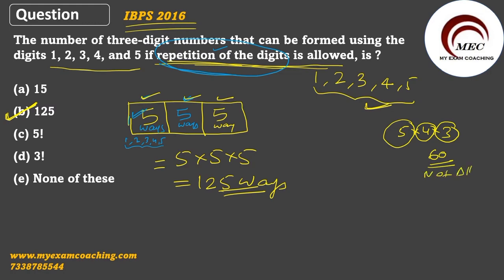But in this question, repetition is allowed. Allowed means in every column you can take 5, 5 and 5. So the total number of 3-digit numbers that we can make is 125.